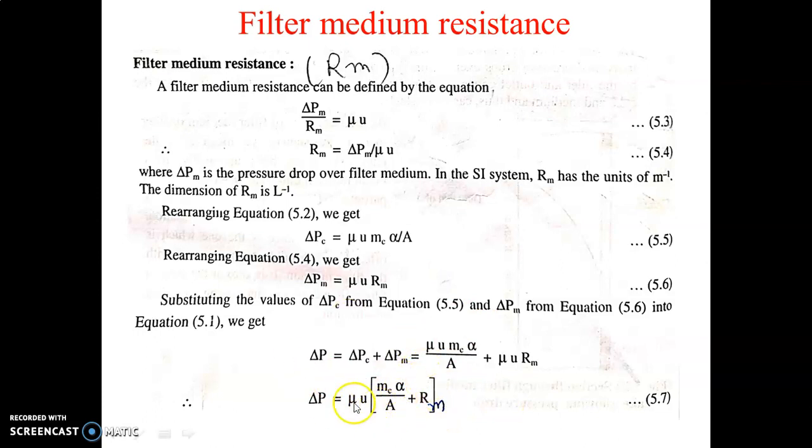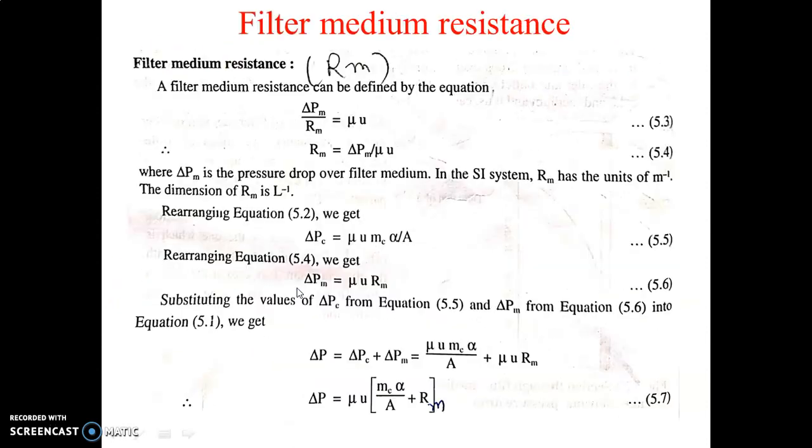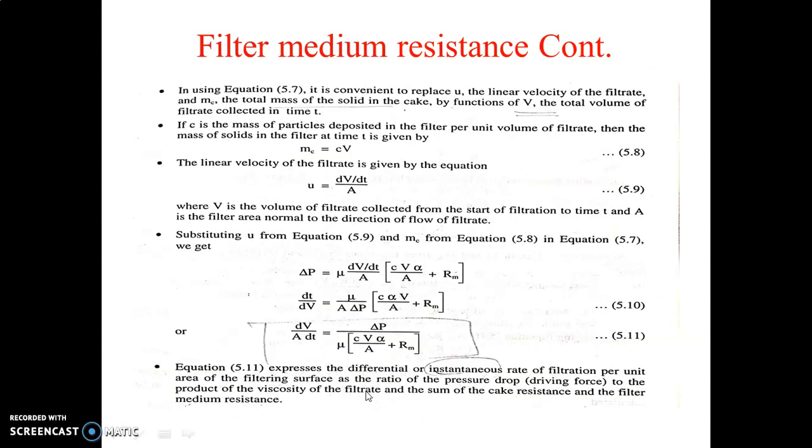So here again we have to modify this equation, because this Mc and U depend upon how much filtrate is passing through the filter medium. So for that purpose, we have to replace the values of Mc and U by other equations. So here are those equations.